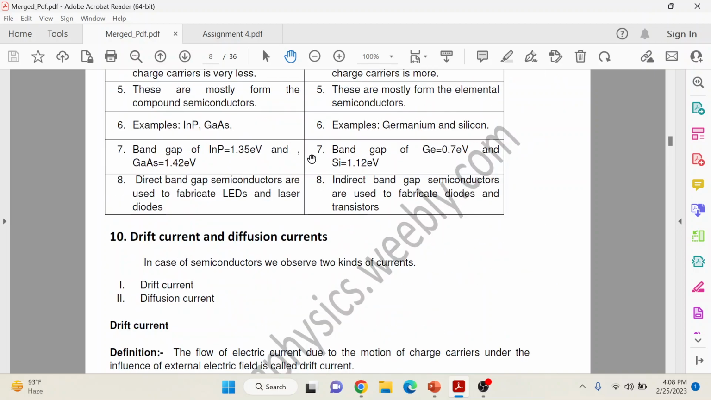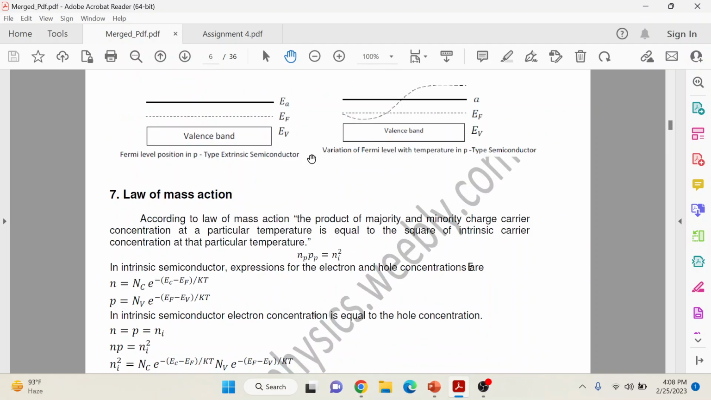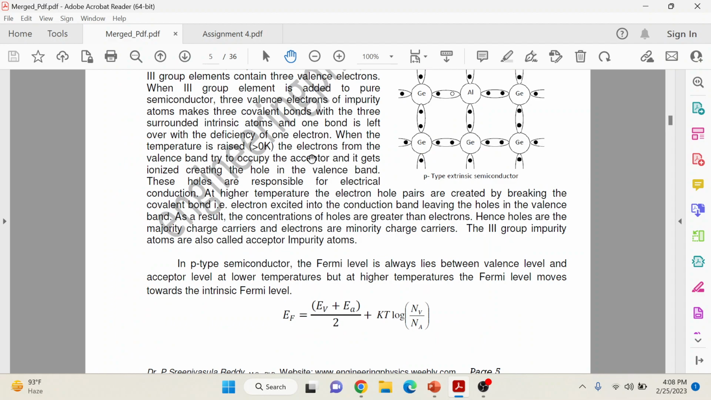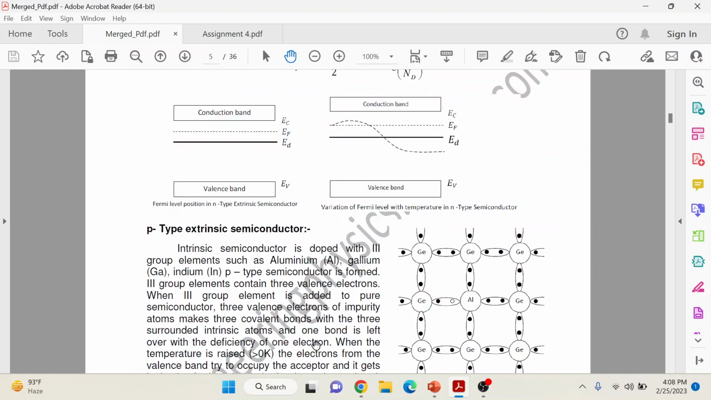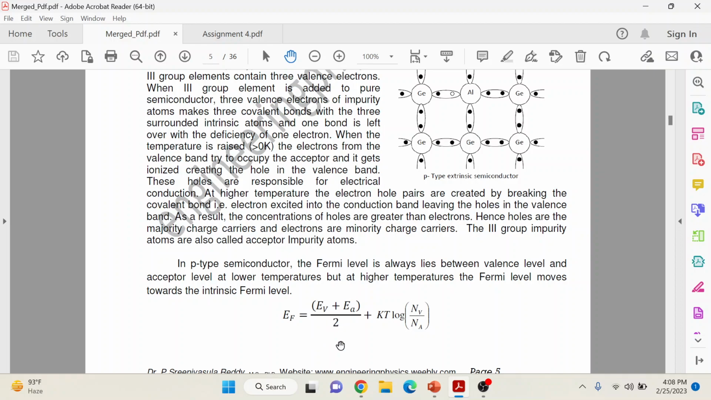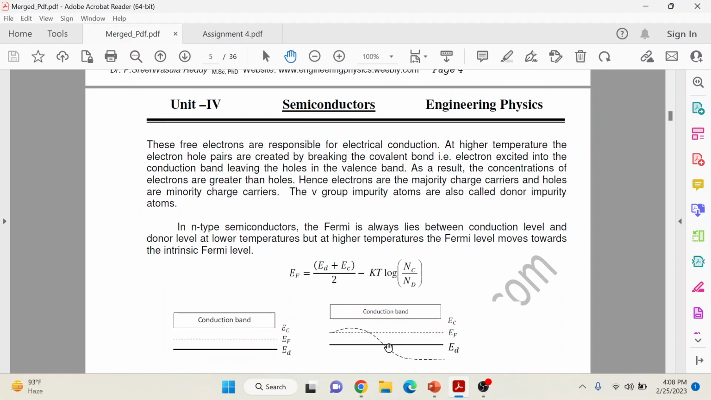There was a problem on this earlier. In which case will the Fermi level be close to the conduction band, and in which close to the valence band? Great. This is the formula for the extrinsic P type, I guess. See, here the Fermi level is this, and for N type you can see the Fermi level is this. So there is this band bending concept which was shown, and it depends on the temperature.